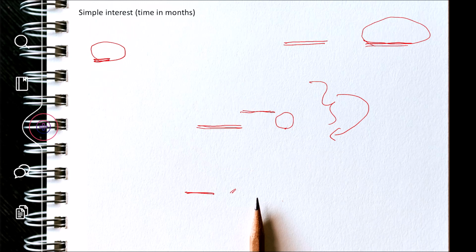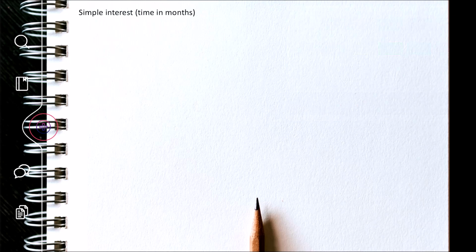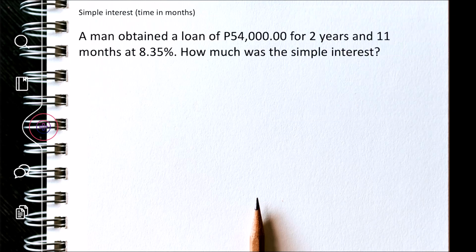Now, next example natin. Burahin muna natin yung sulat. The same lang po. Naka-terms pa din tayo sa months. A man obtained a loan of 54,000 for 2 years and 11 months at 8.35%. How much was the simple interest? Ulitin ko po, a man obtained a loan of 54,000 pesos for 2 years and 11 months at 8.35%. Now, ganito po yung gagawin natin. Una is identify muna natin yung given.